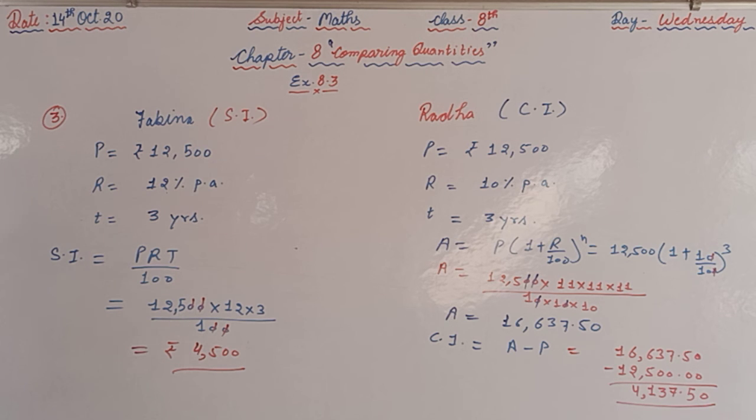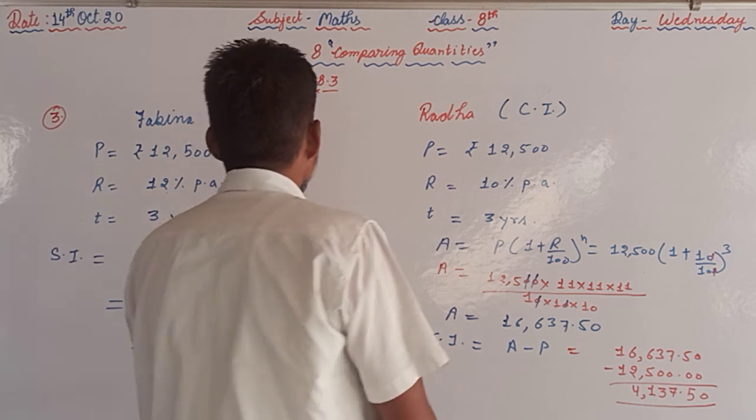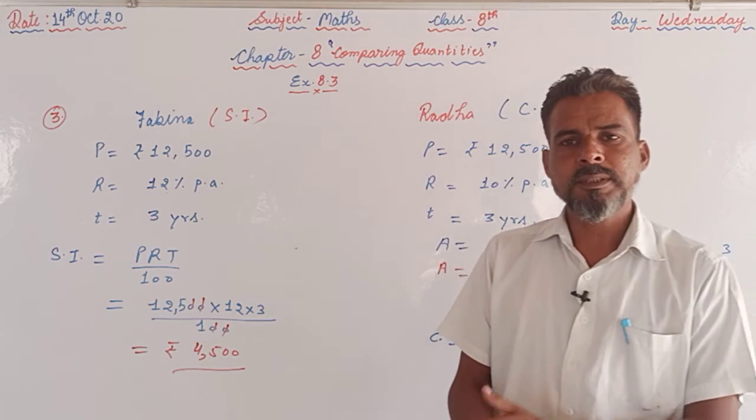as the principal is same, the time is same, but the rate of interest is more, that is 12% for the first case and 10% for the second case. So we are supposed to subtract 4,137 rupees 50 paise from 4,500, and we can find out how much more Fabina has to pay as compared to Radha. So this is the method how to proceed with the questions in this exercise.